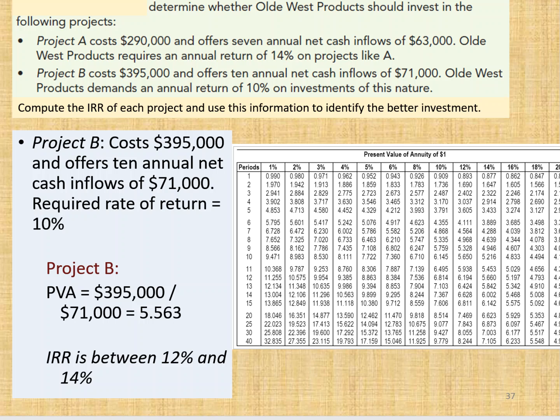This time we had 10 annual cash inflows. So let's go down to the 10 periods and go across until we get to 5.563. Okay, so it looks like it's going to be right here in between these two, 5.650 and 5.216. So again, we would say the internal rate of return is somewhere between 12 and 14%. We don't know exactly, but we can see on the table it does fall in between those two numbers.